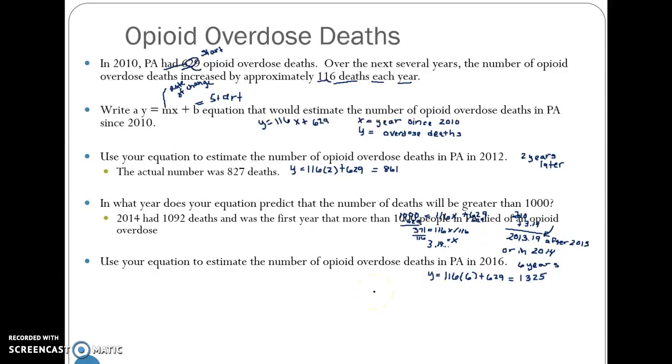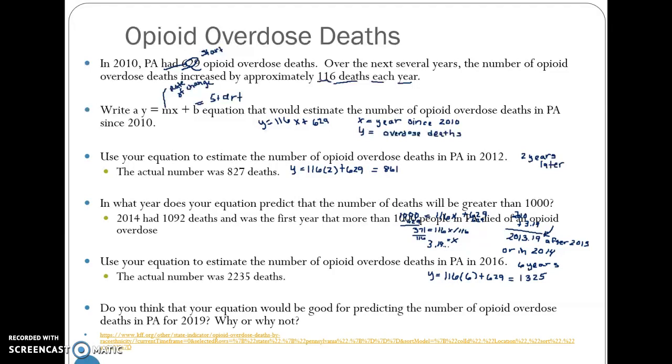And again, this is historical, so we can take a look at what were the actual numbers and is our equation even useful or helpful. So the actual number of deaths was 2,235. So this time we are off by a lot. Did that subtraction and we are off by 910. So that's a huge amount. It's like 41%. So I think that's a terrible estimate.